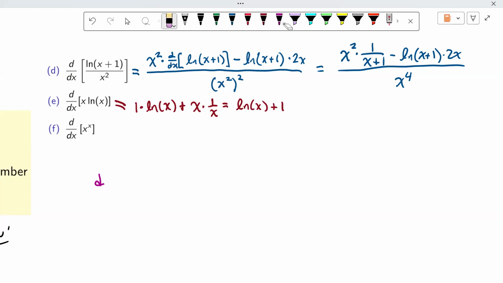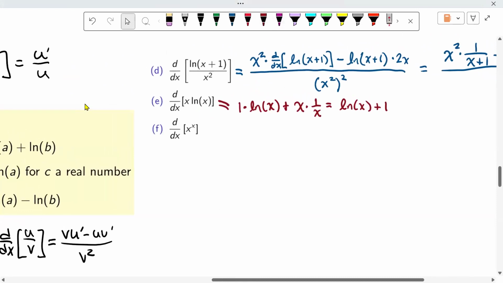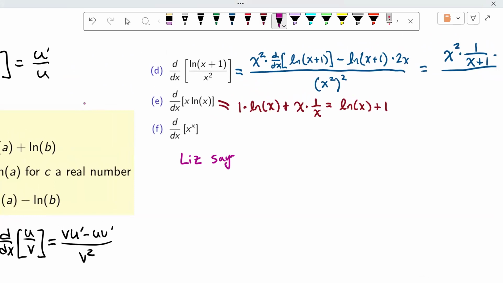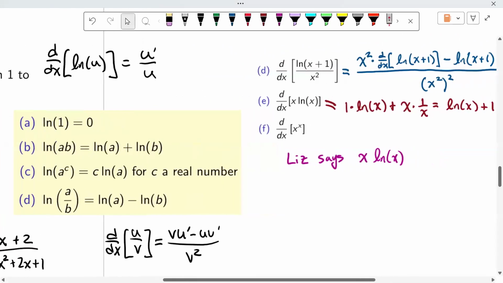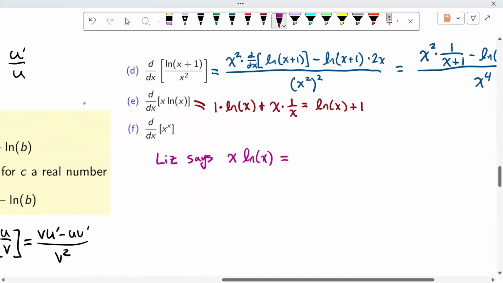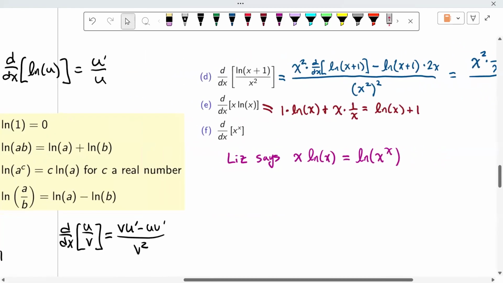Oh, yeah. So are you saying, hey, there seems to be a rule for logarithms that applies here? Great comment. So Liz says, and she is correct, that x times natural log of x, can't we use that part C rule here? Yeah, we can. Liz says, this is the same as natural log of x to the x. Excellent observation, Liz.